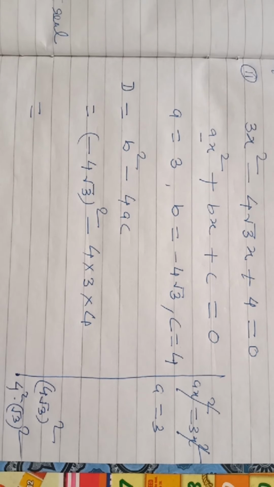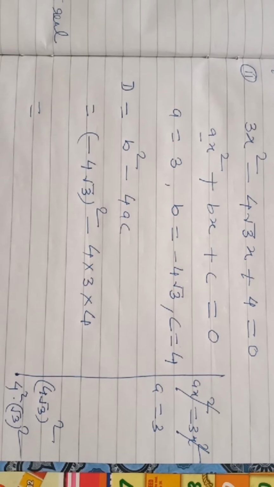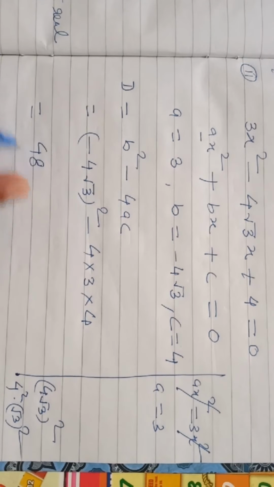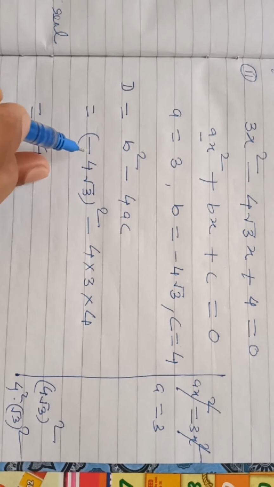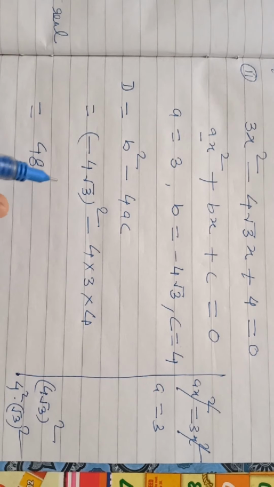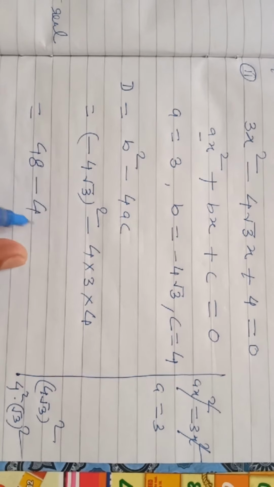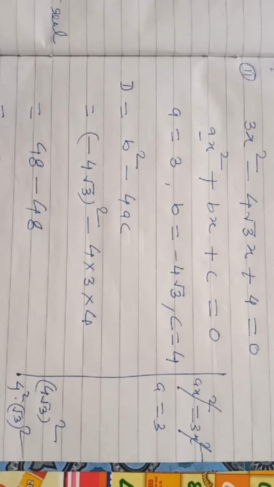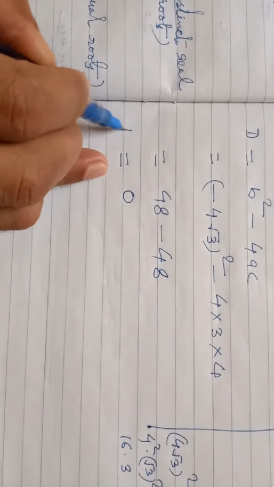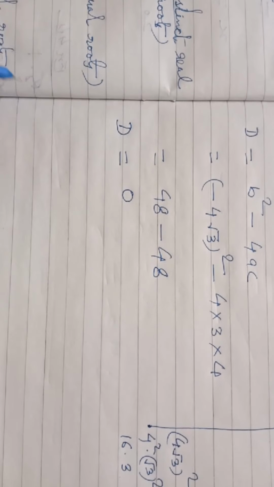4 4s are 16, into 3. 16 3s are 48, and minus minus will be plus. 4 3s are 12, and 12 4s are 48, minus 48. Let us see, what will be 0? 0, it means D is equal to 0.